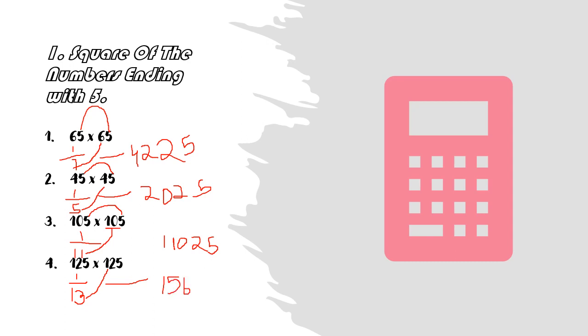And what are we going to do next? 5 into 5 is going to be 25. Okay, so what is the answer? 15625 is the answer, and you can cross check.